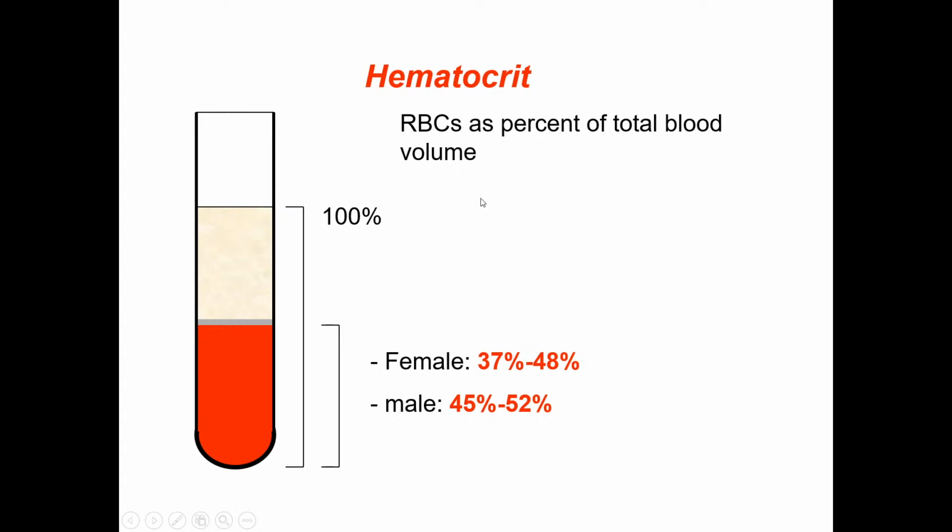In case of females, as I have already told you, the volume of the formed elements is lesser, 37 to 48%, whereas in the male it is 45 to 52%, and it is correlated with the high basal metabolic rate in human males in contrast to females.